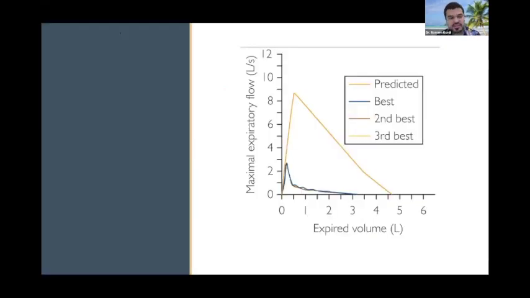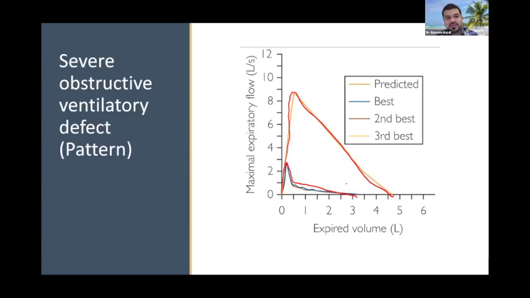So let's go through some flow volume loops, and I want you again to actively engage. What do you think about this? Again, x-axis volumes, y-axis is your flow, liters per second. This is the predicted, so this yellow, orangey line is the predicted, what a normal expiratory curve would look like. This is what the patient did. So what do you think that this looks like? Again, there are multiple attempts and they've all been consistent with that. So this is an example of severe obstructive ventilatory defect. Okay, so this is severe obstruction.